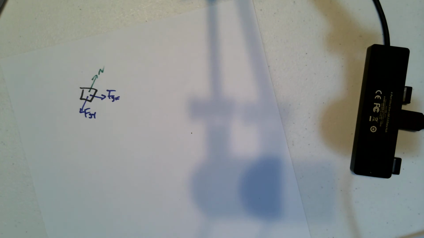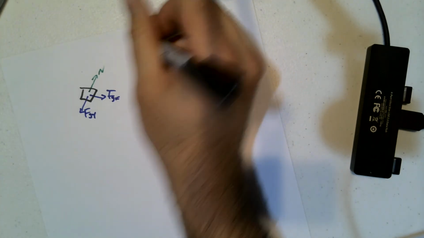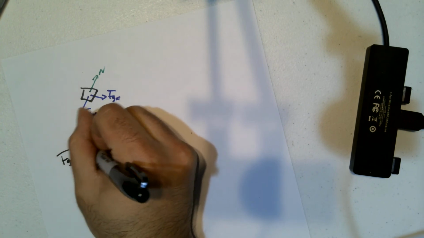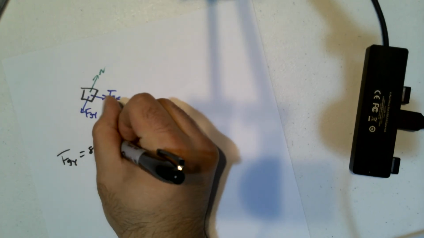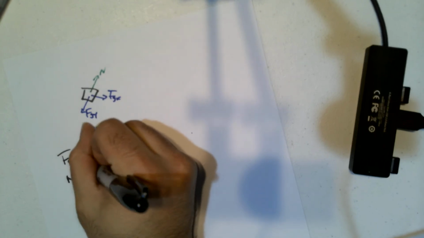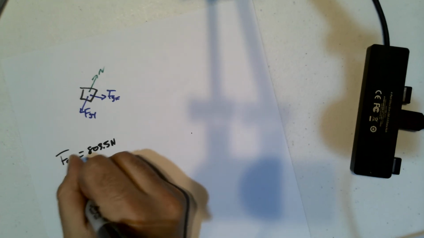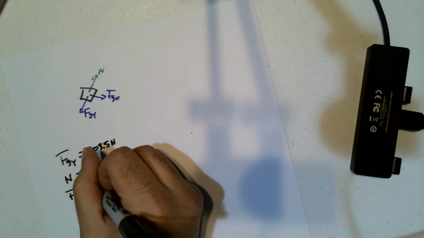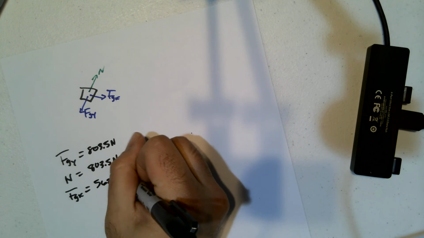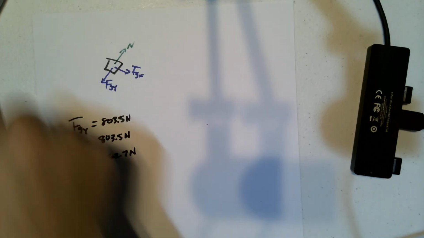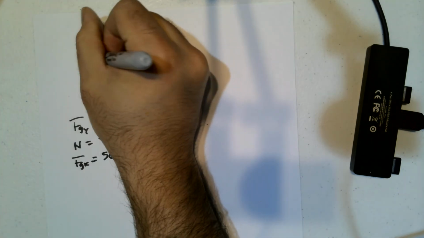Now let's not waste time, because we already determined what these things were. F_gy, we said that is 803.5 newtons. We said that the normal force is 803.5 newtons. They're both equal to each other. And we said that F_gx is 562.7 newtons. But the one thing we can't overlook is that we now have a new force in play, and that's our force of kinetic friction, because this thing is sliding. So let's call that F_k.